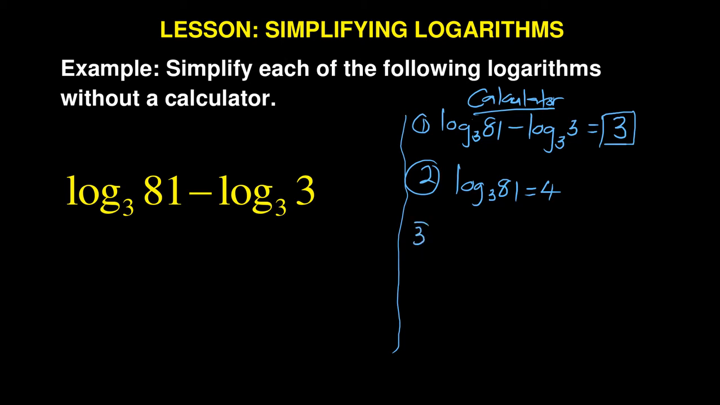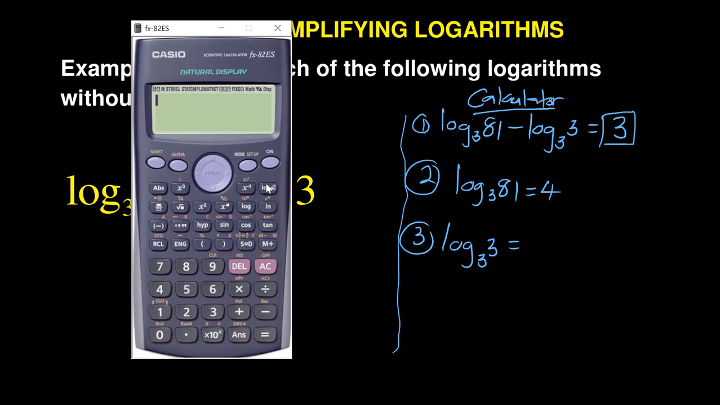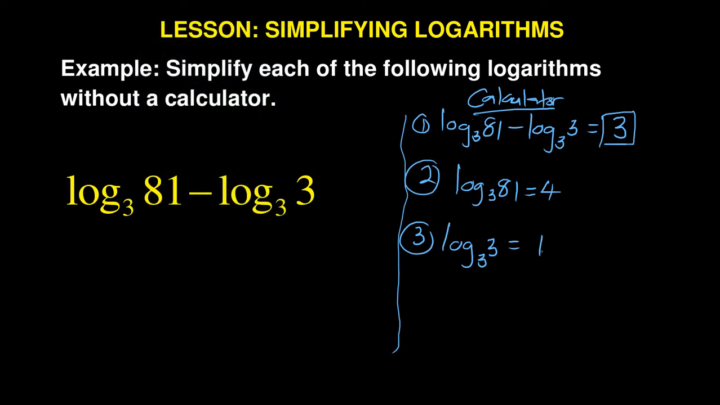And the number 3 part, what is log 3 of 3? You punch log 3, in this case, of 3. You can see that that is a 1. So now it makes sense, because it is like they're saying 4 minus 1, which is a 3. So now the question is, how did the calculator get the 4 here? And how did the calculator get the 1 here?